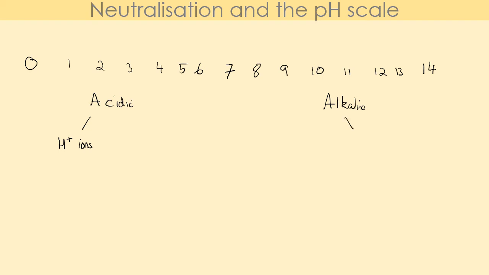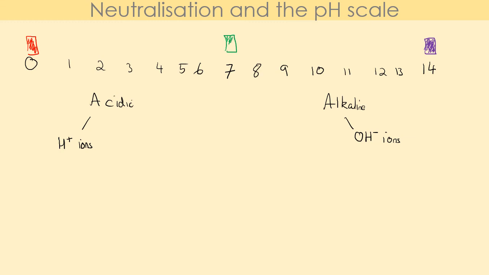Now our alkalines in a solution will release OH- ions. That's what turns something alkaline. We can tell the pH of a solution by using universal indicator. At the very bottom we have a red colour. So if universal indicator is added and we get a red solution, it has a very low pH. If we add it and we get a purple colour, we have a very high pH.